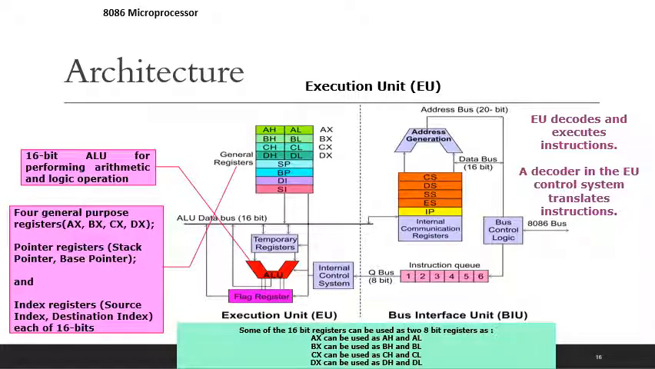Some of the 16-bit registers can be used as two 8-bit registers: AX can be used as AH and AL, BX can be used as BH and BL, CX can be used as CH and CL, and DX can be used as DH and DL.